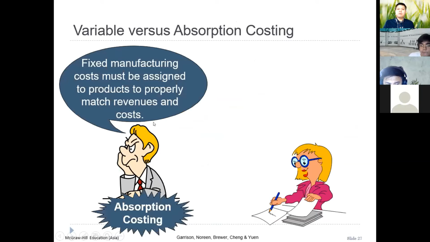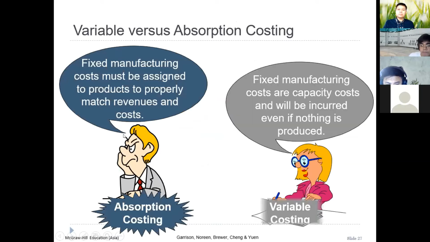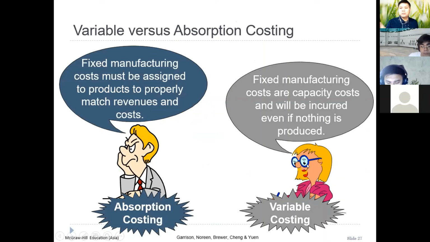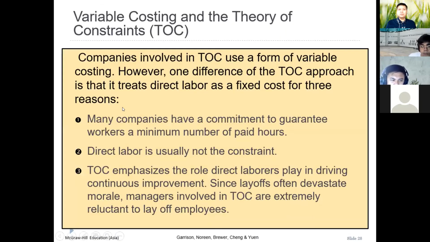Okay, another one, variable versus absorption costing. So, si absorption costing, sinasabi niya, fixed manufacturing cost must be assigned to products to properly match revenues and costs. Si variable costing naman, sinasabi niya, fixed manufacturing costs are capacity costs and will be incurred even if nothing is produced. Diba? Kasi si variable costing, tinitreat na niya kaagad to eh. Diba? Buo, wala siyang ina-allocate. So sinasabi niya, they will be incurred even if nothing is produced. Now, the absorption costing naman, yung mga tagapagtanggol niya, they have a different argument.